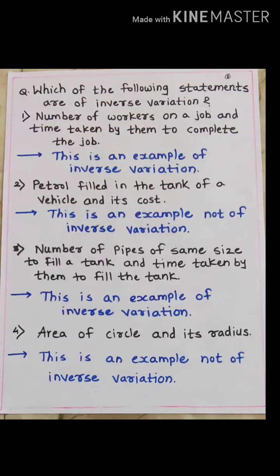Third example, number of pipes of same size to fill a tank and the time taken by them to fill the tank. In this example, as the number of pipes increases, the time taken to fill the tank decreases. So, this is an example of inverse variation.